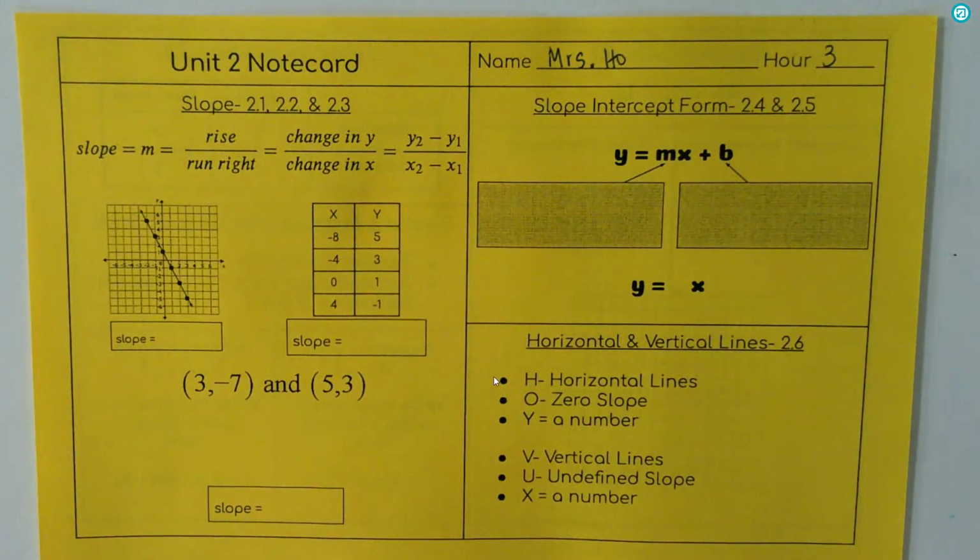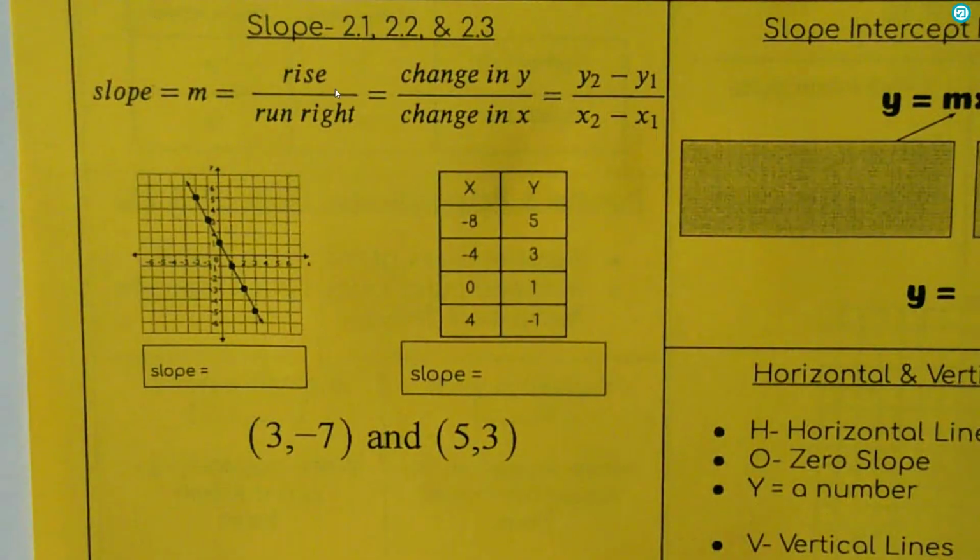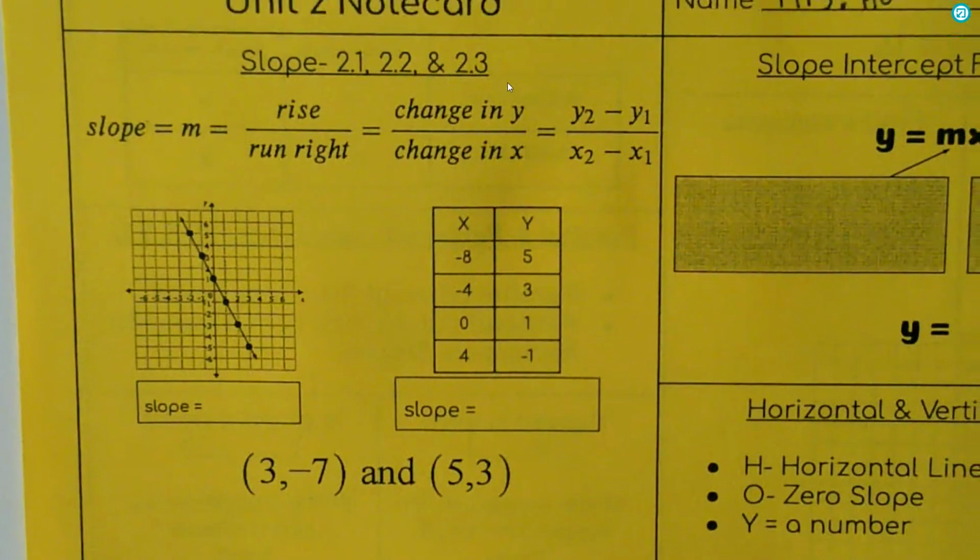So slope is always m. Slope is your rise over your run to the right. It is our change in y values over our change in x values. And then y2 minus y1 over x2 minus x1. So 3 ways to do the same thing. Y's are always on top, x's are always on bottom. Up and down is always on top, side to side's always on bottom.